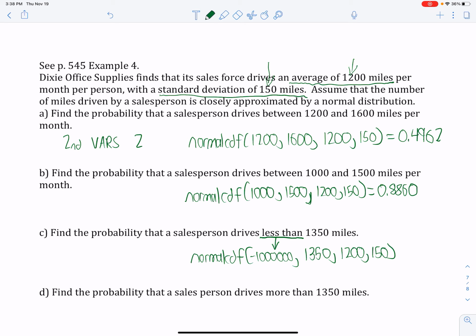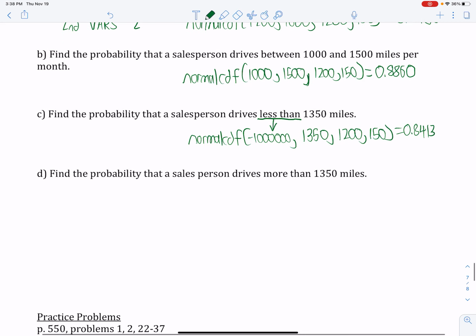And when I put that in, oh, I typed it in wrong. I made a typing error on my calculator. There, now I've got it fixed. Here I end up getting about 0.8413.